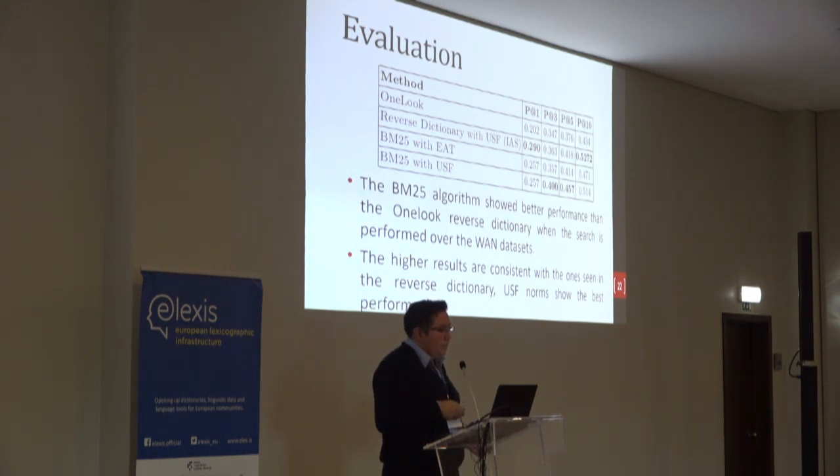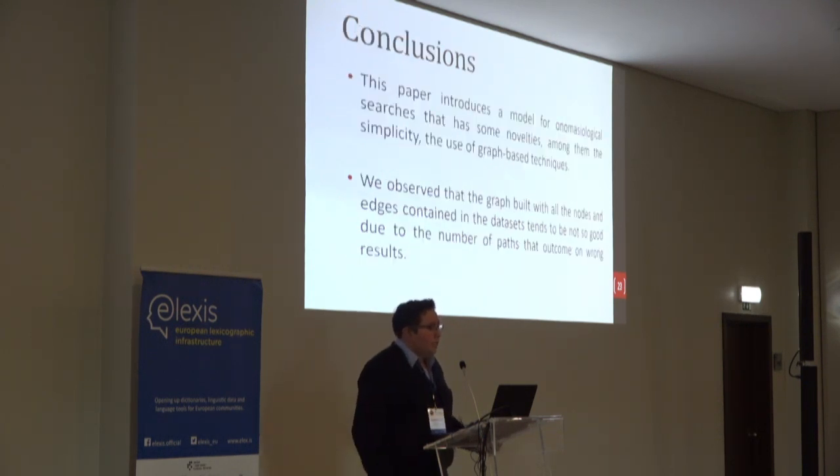In some cases, they beat me in precision at 3 and precision at 5, but in precision at 10, I still won by a really close margin. But the closest to me was the BM25 algorithm, which showed better performance than the OneLook reverse dictionary. The higher results are consistent with the ones seen in the reverse dictionary using the Florida norms, which show the best performance. That's another result that we get: the Florida norms are the best norms for my task. So here we have the conclusions.